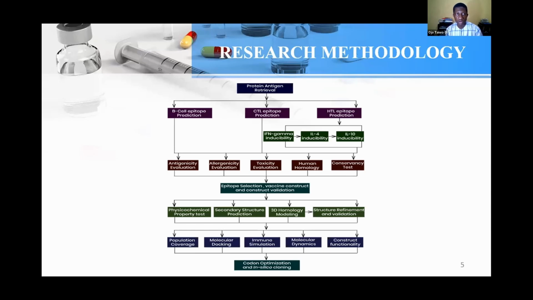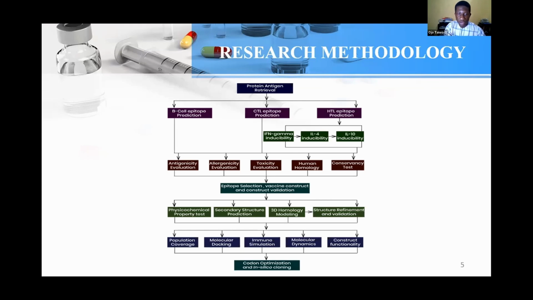And since we understood that the secondary structure of a protein is also important to its function, we also performed secondary structure prediction to validate the efficacy of the vaccine. We also developed a tertiary structure of the vaccine to perform other analyses, such as molecular docking and immune simulation of the vaccine construct. Now, one of the purposes of a vaccine is that it should be able to cover a wide range of the population. So to this end, we conducted a population coverage analysis on our vaccine.